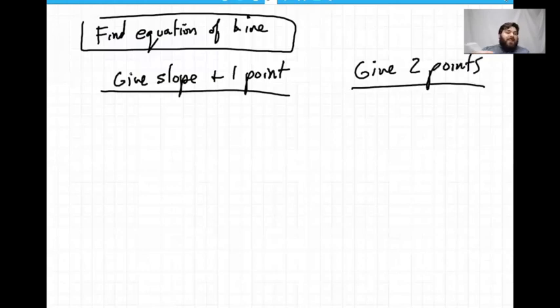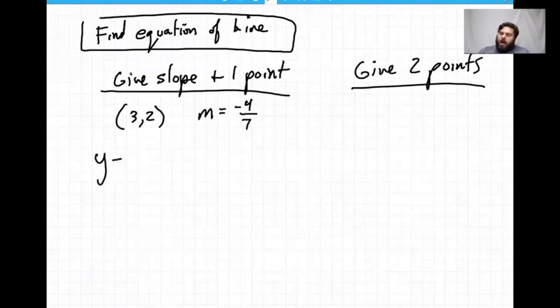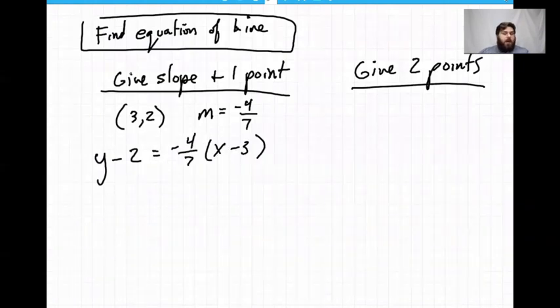Okay, this is actually kind of like the last example that we worked, but I want to really put it down on paper here. Okay, so the slope and a point. So they could give you, all right, 3, 2, and the slope is -4/7. Okay, they'll say find the equation of a line. Well, use point slope form because we're given a point and the slope. So you plug it in, y minus y1 equals m times x minus x1.